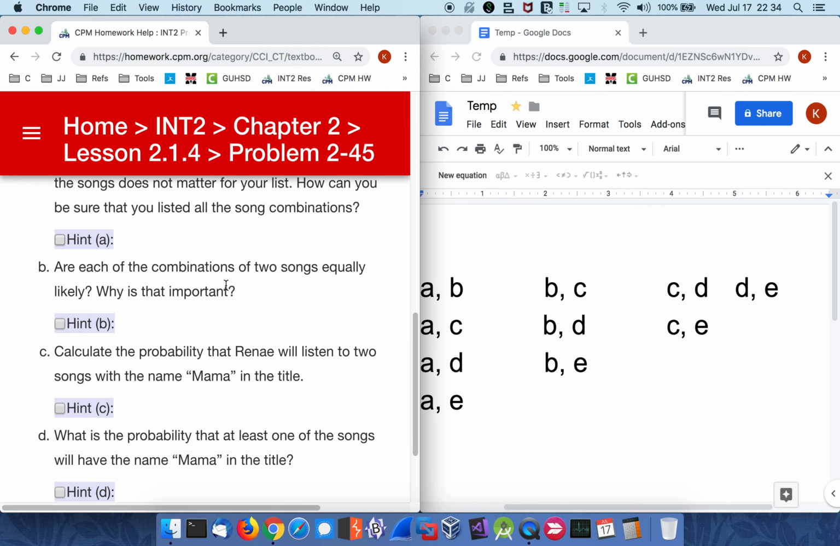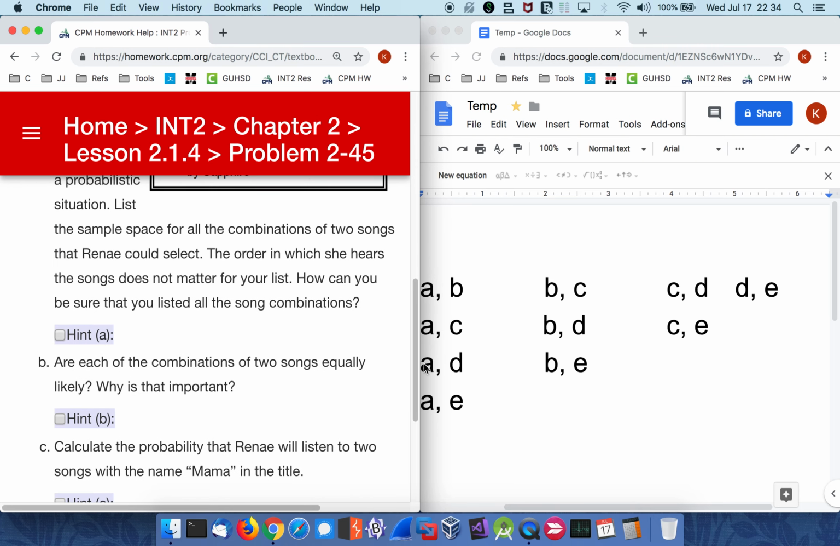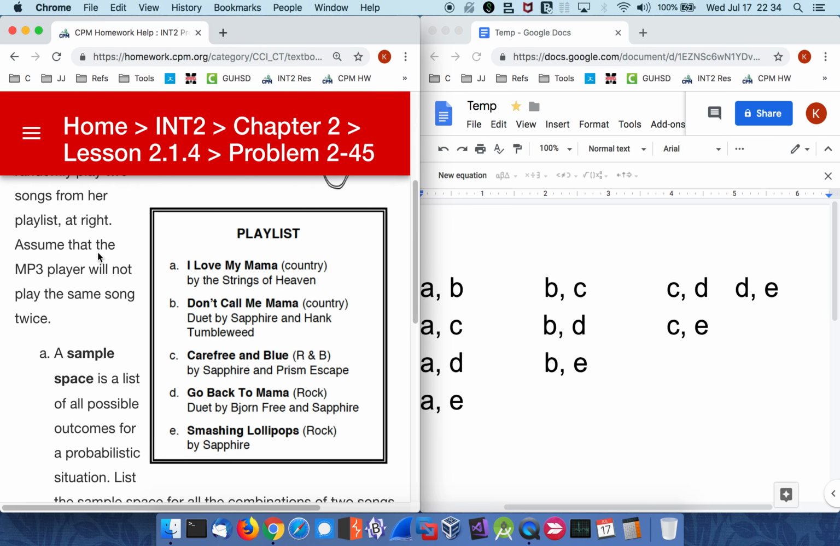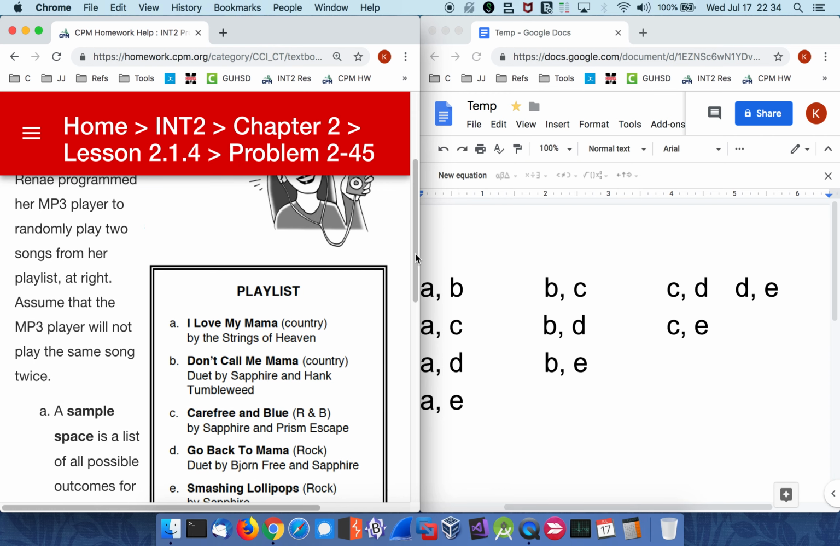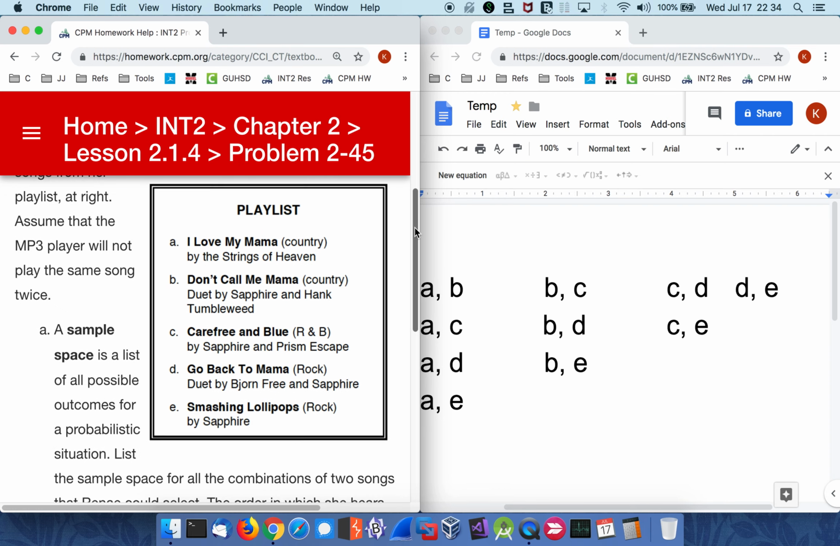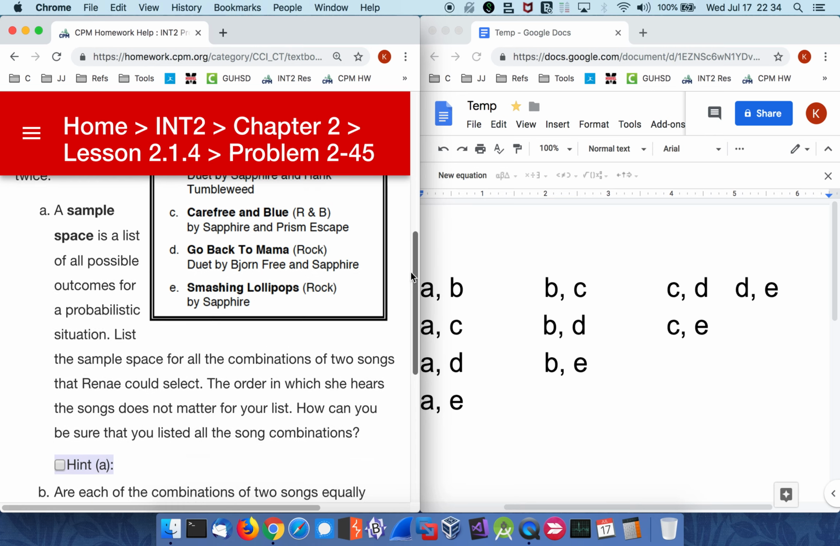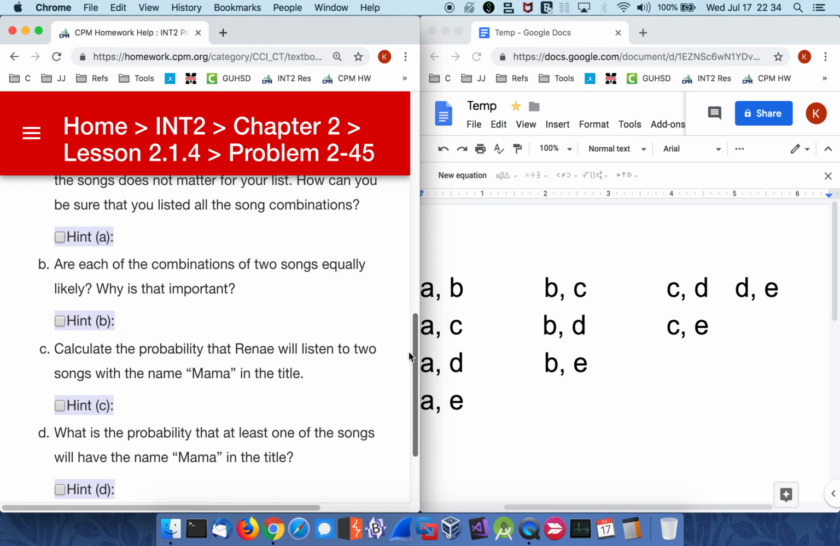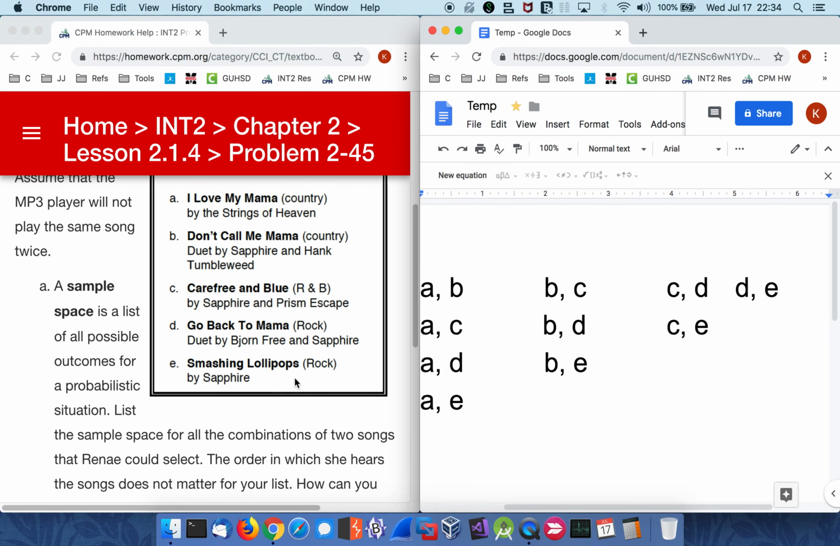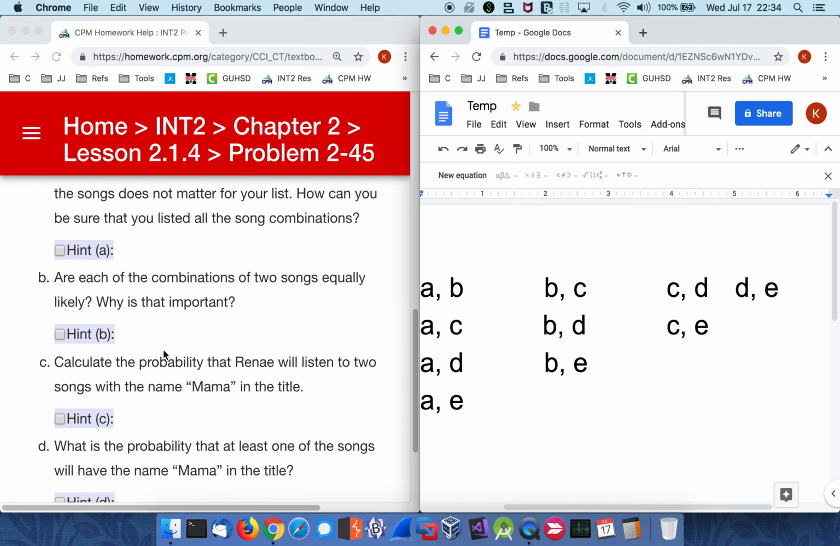So, are each of the combinations of 2 songs equally likely? Why is that important? I would think they would be equally likely. Let's see. Randomly play 2 songs from our playlist. Assume the MP3 player will not play the same song twice. Are each of the combinations of 2 songs equally likely? Well, yeah, because it doesn't say that there's any preference for any of the songs, so it seems like they'd be equally likely. Let's see what they say.